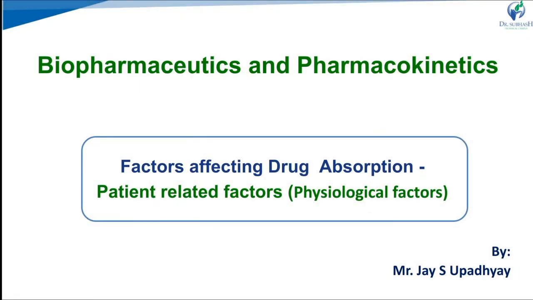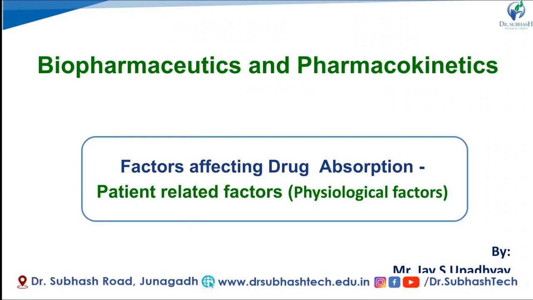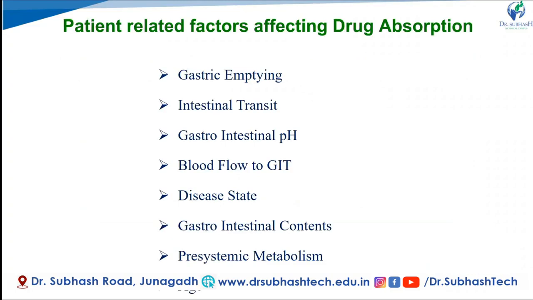Hello everyone. Today we are going to discuss the factors affecting drug absorption, and the third factor is patient related factors, or we can call them physiological factors or biological factors. These are the patient related factors affecting drug absorption: gastric emptying, intestinal transit, GI pH, blood flow through the GI tract, disease state, GI content, the presence of content in the GI, pre-systemic metabolism, and age.